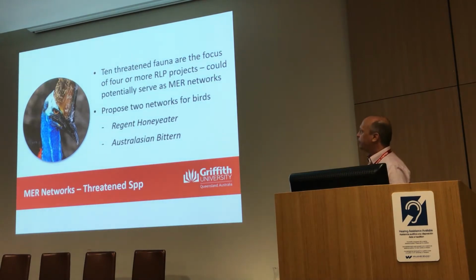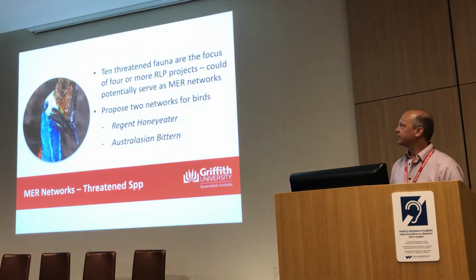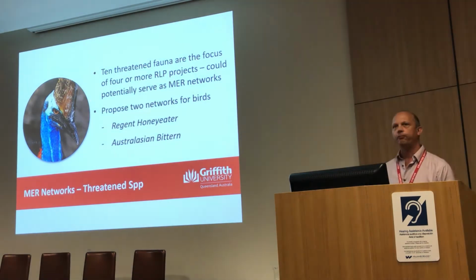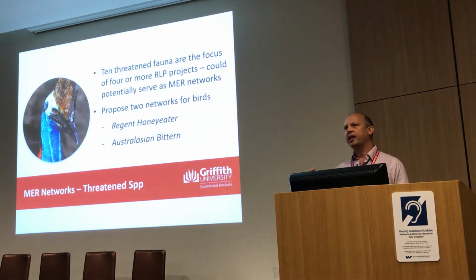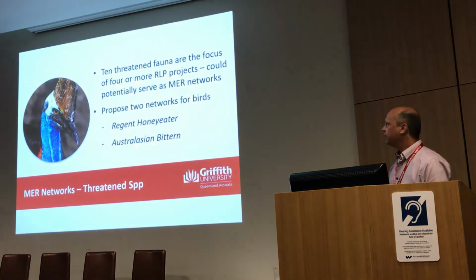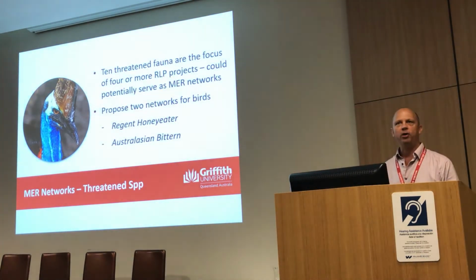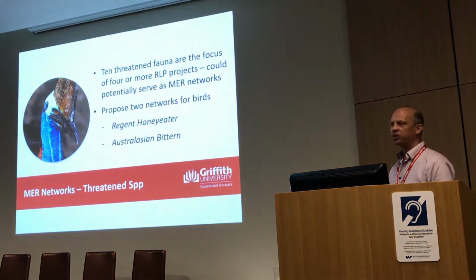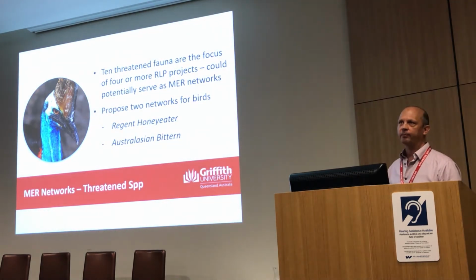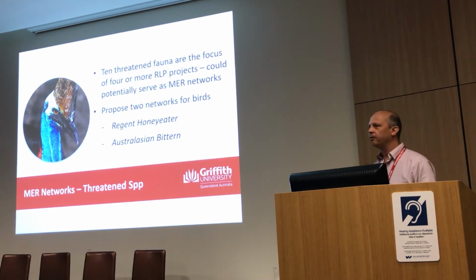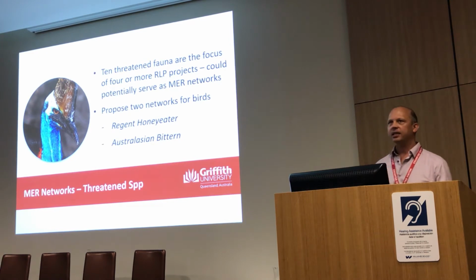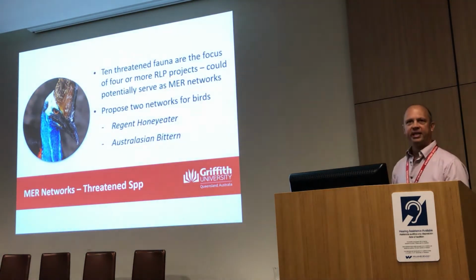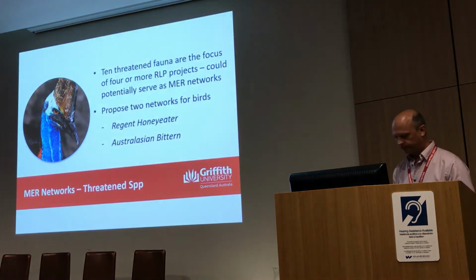So if we look at threatened species, out of all the RLP projects, there are 10 threatened fauna that are the focus of 4 or more RLP projects. We gave a list of some of those particular species, and the 2 networks that we're proposing that we look at are Regent honeyeaters and Australasian bittern, for example. There are more projects, as you might remember from Ashley's slide, for malleefowl, but our view was that malleefowl tend to be fairly well coordinated already due to other existing efforts and programs, so maybe setting up a network for one of these other 2 species with a high number of projects might be a better approach.